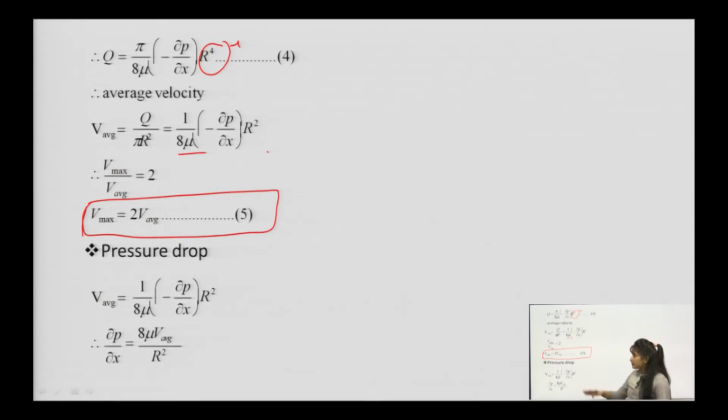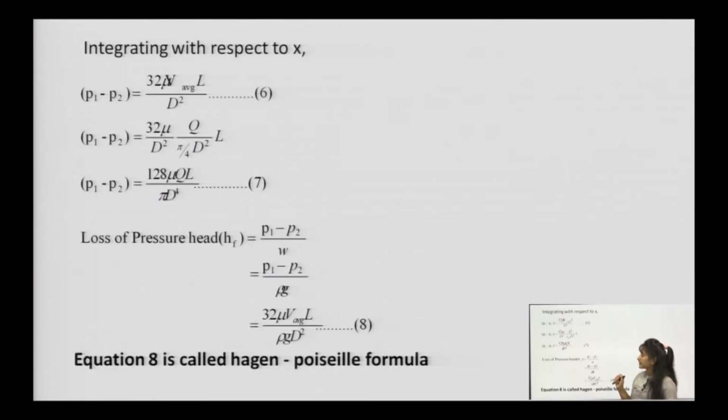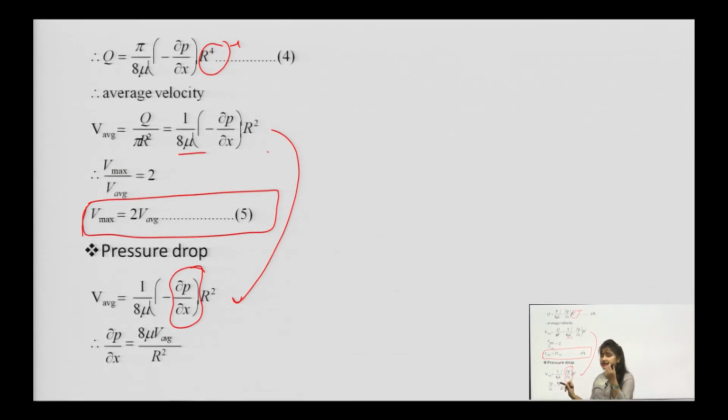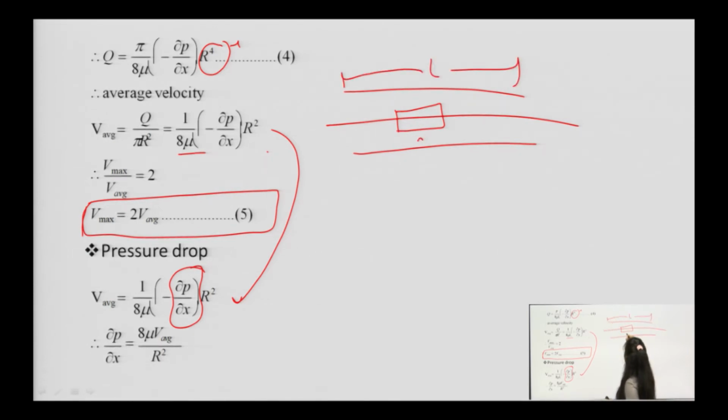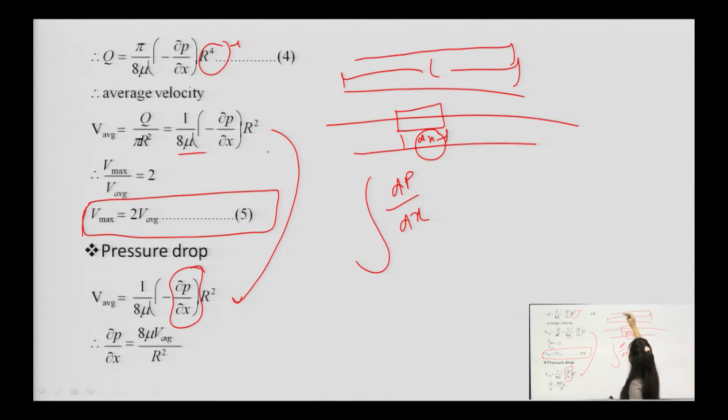For that, we already know V average from this. From this equation we are going to take this term out, and we have taken this term out and substituted the other terms in one section. Again, you have got the instantaneous change in pressure with respect to the distance x. If this was the entire section, and this is the central line, and this is the length of the pipe, this is for dx. So, you have the change in pressure with respect to dx. If you integrate it, then this dx will be converted into the entire length L.